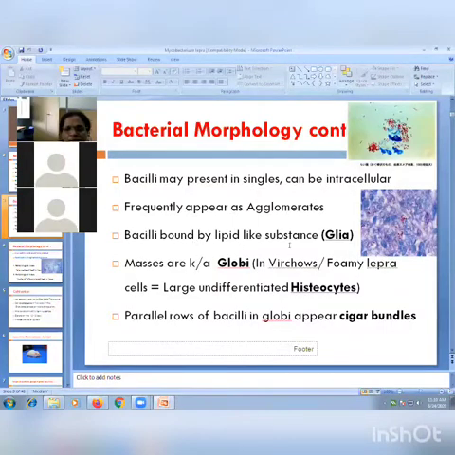Bacilli, due to the presence of the lipid-like structure, are present in cigar-shaped bundles. I have told you that this is called globi. They are present in the histiocytes, or what are called lepra cells. Here the cigar bundle-like appearance is there. This is an acid-fast stain. Actually the bacilli should be red in color because they are acid fast. Here you are seeing the black color, that is not proper. Acid-fast bacilli should be red in color.